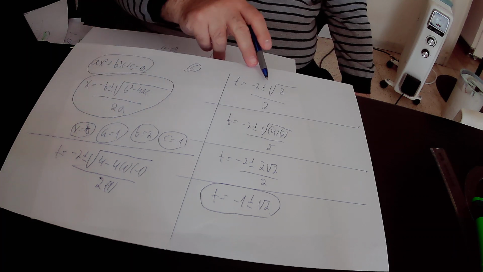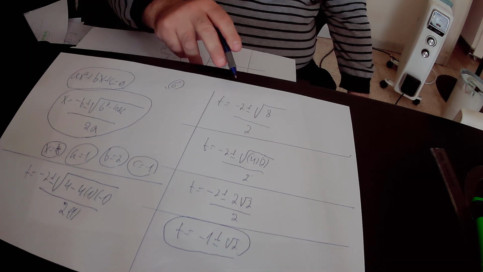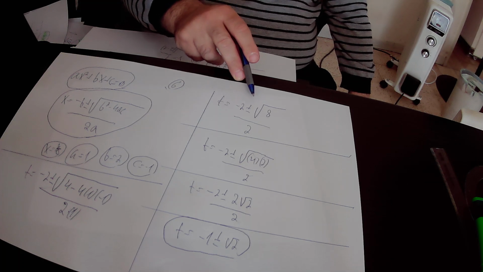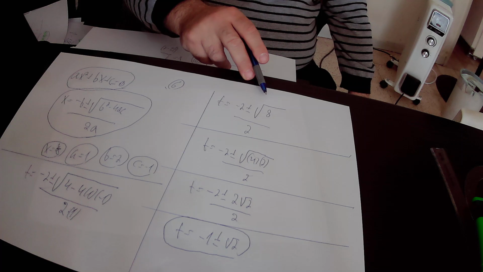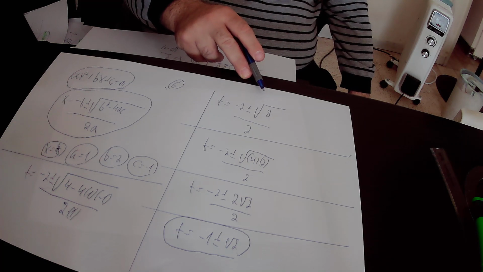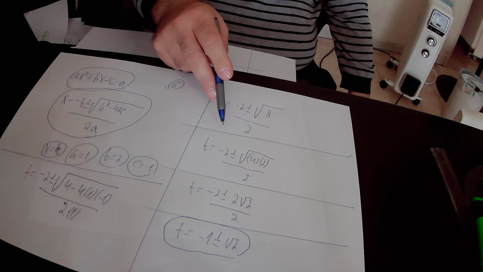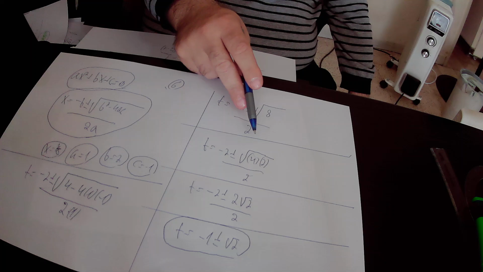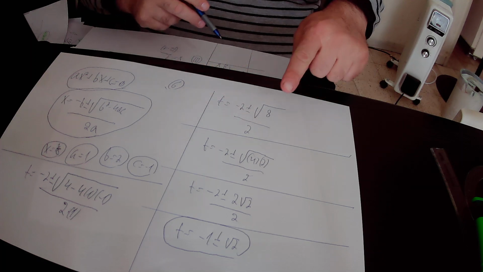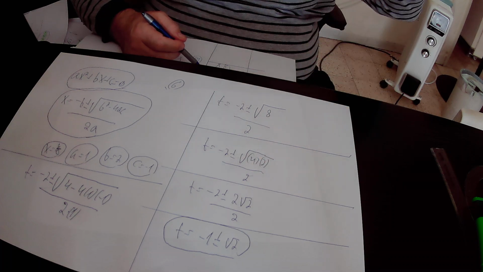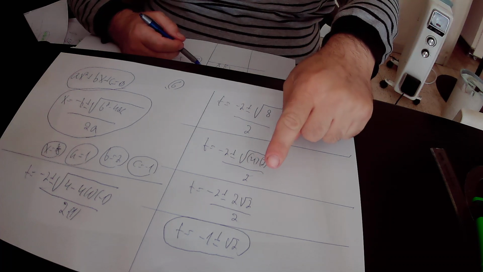So in total, in the root we are left only with 8. So t equals minus 2 plus or minus the square root of 8 over 2. Then we substitute 8 by 4 times 2. Therefore we have t equals minus 2 plus or minus the square root of 4 times 2 over 2. The square root of 4 is 2, so inside the root we are left only with 2, divided by 2. So t equals minus 2 plus or minus 2 times the square root of 2 over 2.